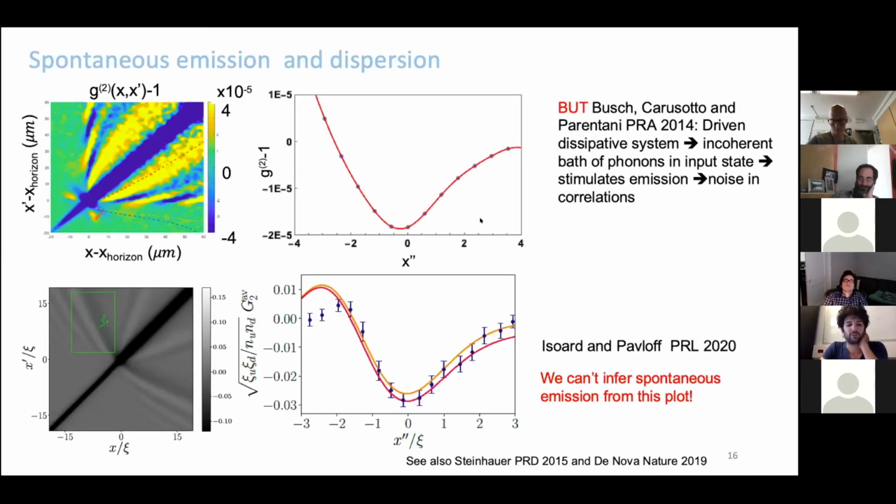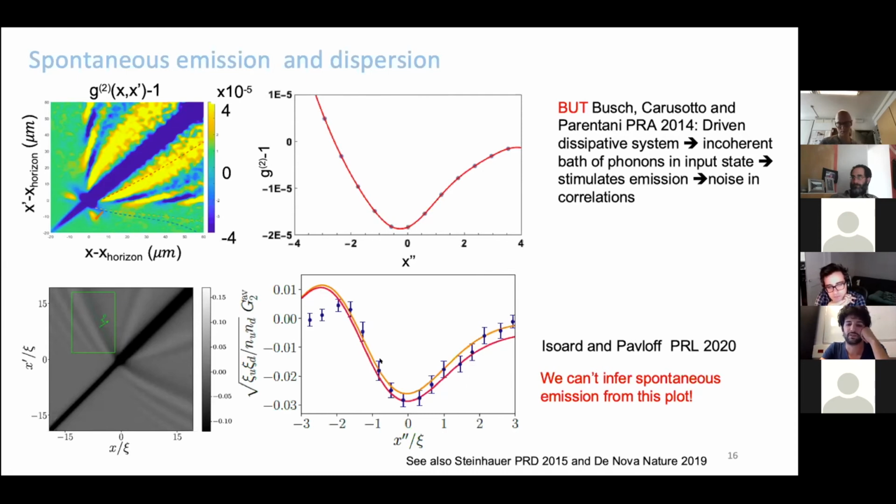Two important points here. The first thing is that we have a driven dissipative system, and Renaud, among the many things that he showed together with collaborators, was that in a driven dissipative system, there will always be an incoherent bath of phonons in the input state, which means that these incoherent phonons will scatter at the horizon, and they will create some noise into my signal. This is not taken into account in those simulations.